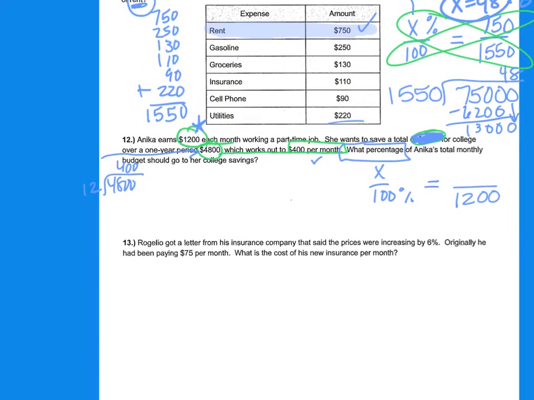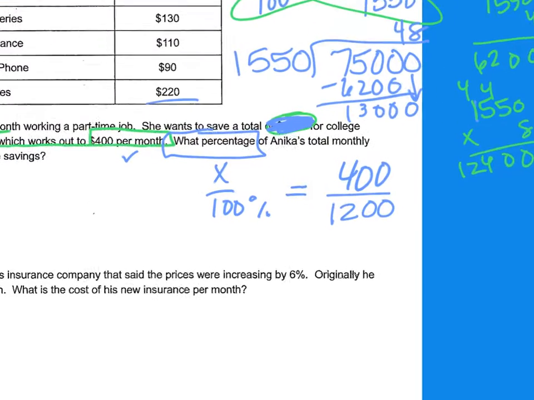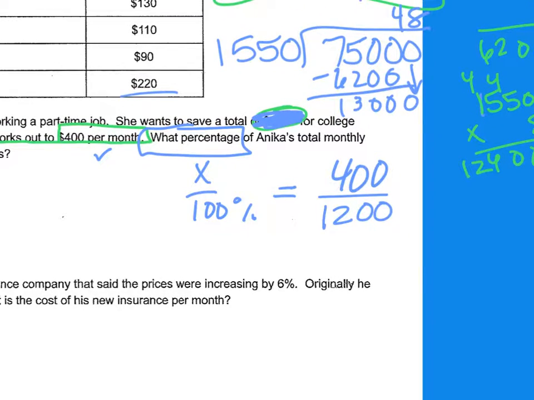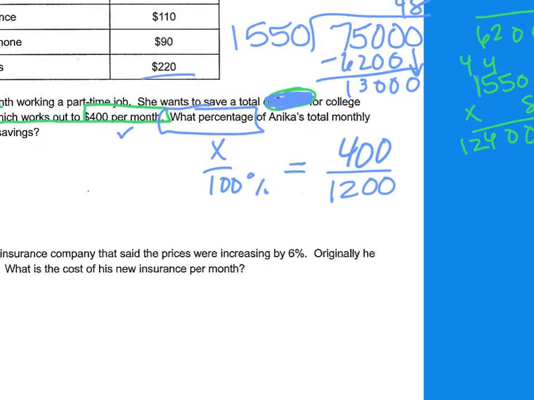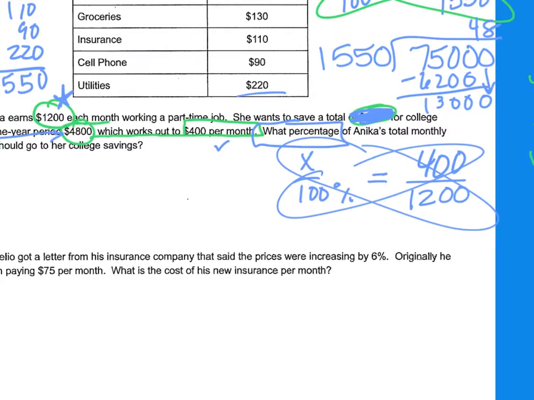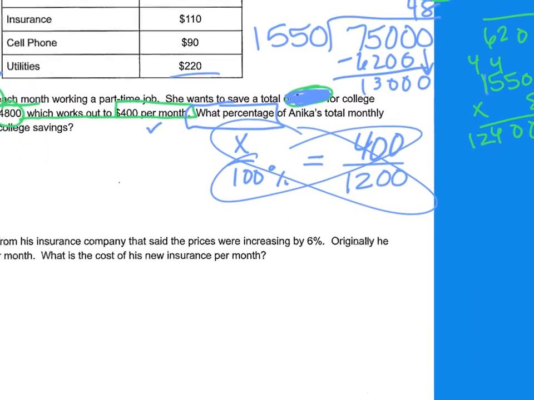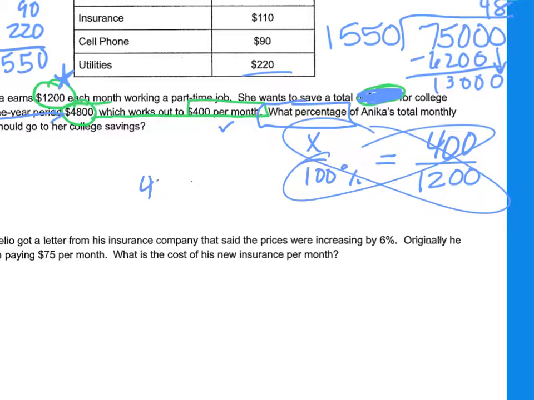Okay, so we need to save 400 a month, and we're trying to see what percentage that is. She makes 1,200 a month and needs to save 400. We're trying to figure out what percentage of her total income that is. So cross multiply and divide. Remember, if you multiply by 100, you're just adding 2 zeros at the end. So it's 400 plus 2 zeros divided by 1,200.